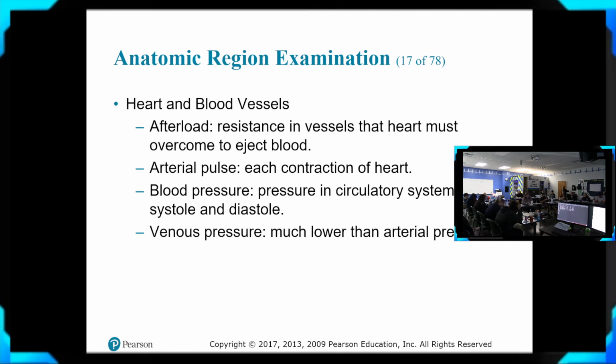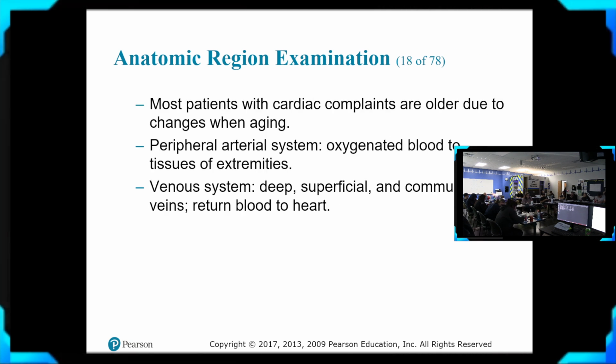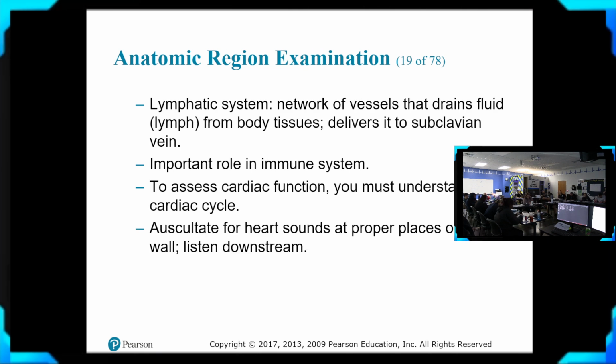Blood pressure measures the circulatory system, we know that. Venous pressure is much lower. And then we have our systolic and diastolic, which is systolic is what? Arterial pressure upon what? Contraction of the heart. And our diastolic is what? The pressure in the artery during relaxation. Peripheral arterial system, oxygenated blood to the tissues, we know all that. Venous brings it back. The lymphatic system, we know, drains fluid from the body tissues and delivers it into the subclavian vein, and plays an important role in the immune system.